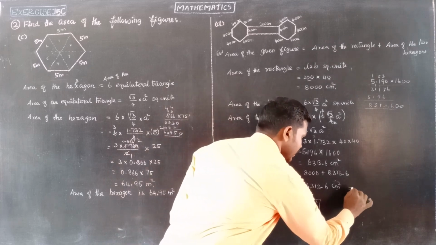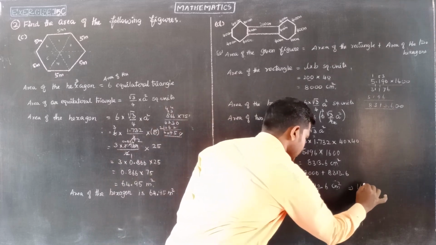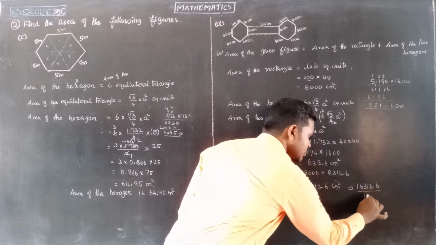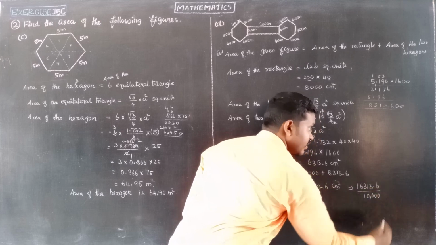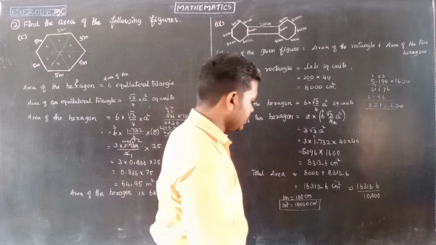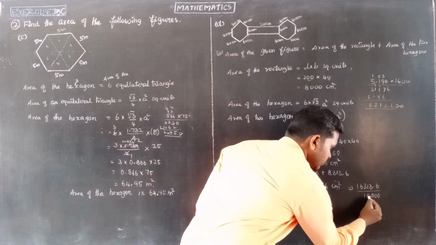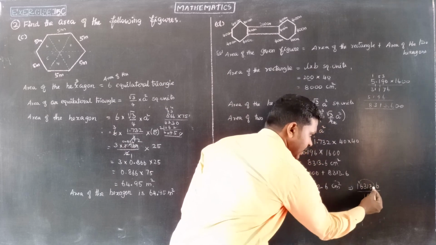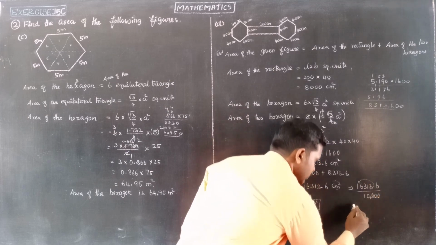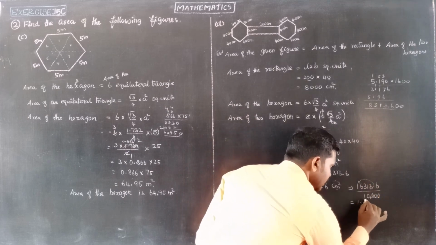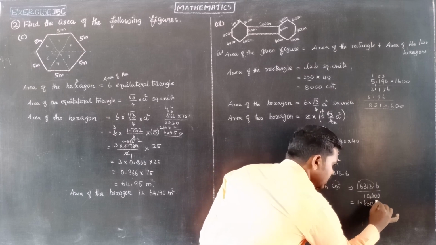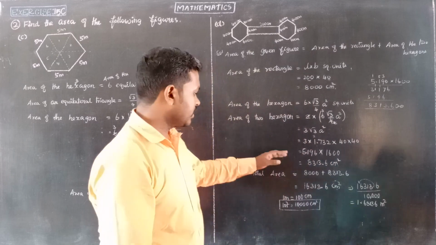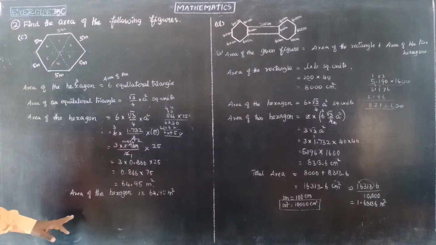So we divide 16313.6 by 10000 to change centimeter square to meter square. There are 4 zeros in the denominator, so we move the decimal point 4 places to the left. We get 1.63136 meter square. This is the total area of the given figure. So, next one. Thank you.